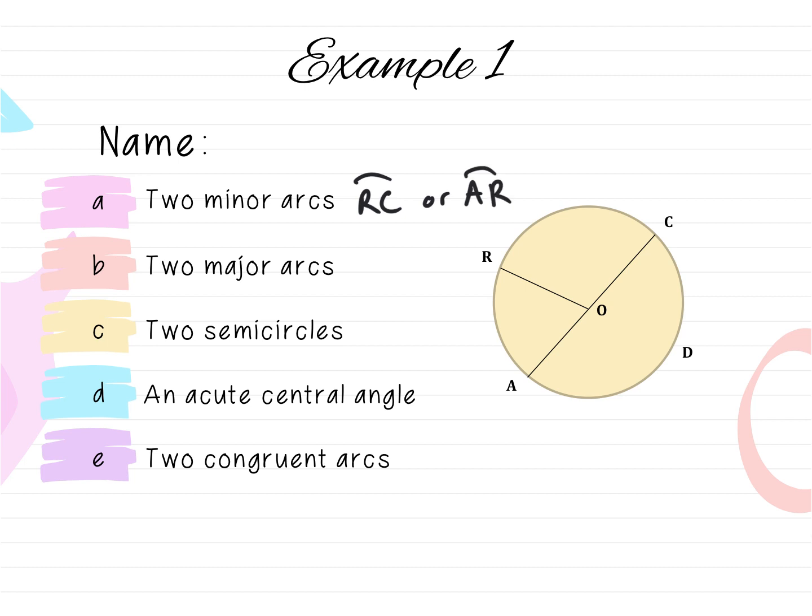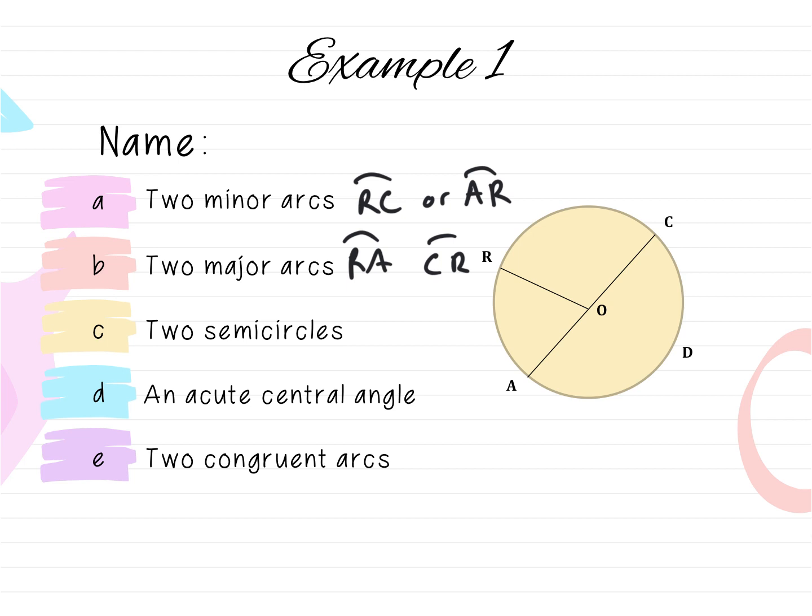Two major arcs are going to be, for example, RD. RD is, oh wait, just kidding. RD is pretty sure it's a semicircle. So it's going to be RA, for example, could be a major arc. And so CR. Those are major arcs as they are bigger.